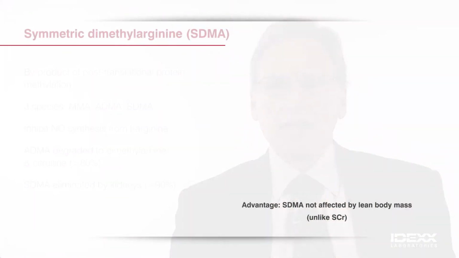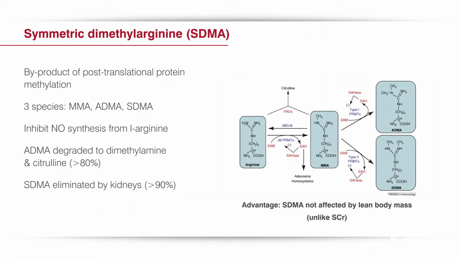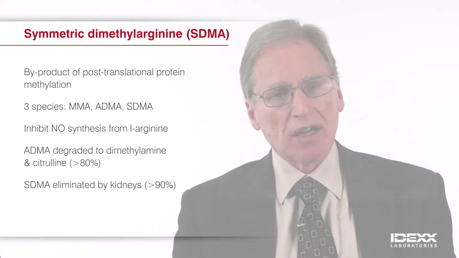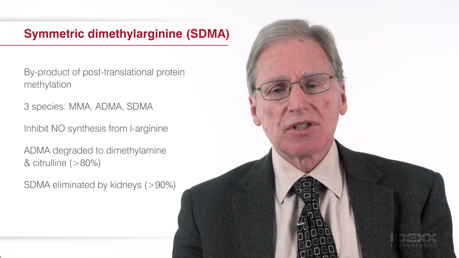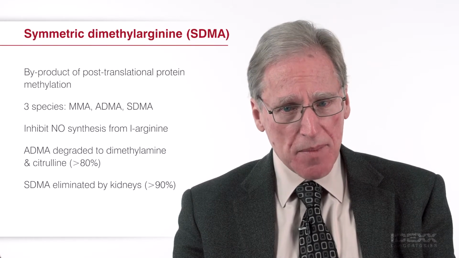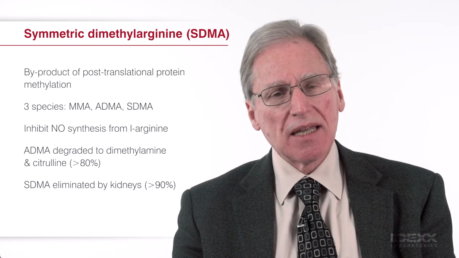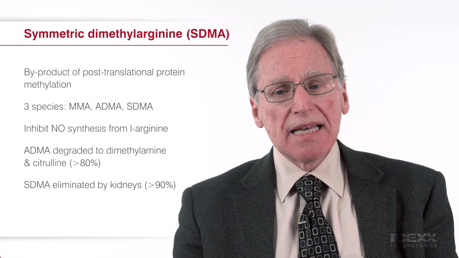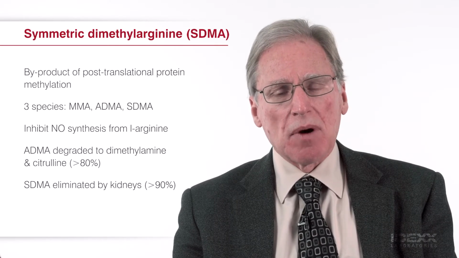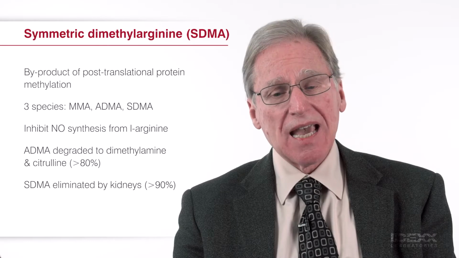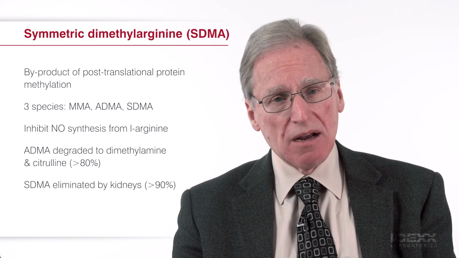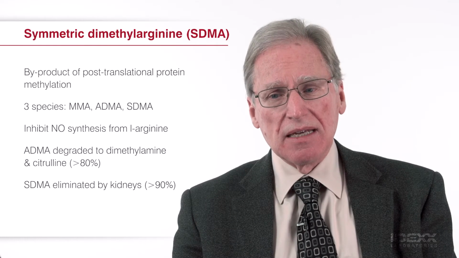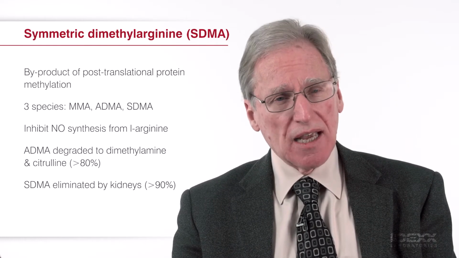So finally, I'd like to mention a relatively new test called the symmetric dimethylarginine test, or the SDMA test. And the methylated arginines are post-translational methylation products of proteins that occur in the body. And there are several different types, the MMA, the ADMA, and the SDMA, depending on where the methylation occurs on the arginine residue on the protein. You'll notice that the ADMA is degraded to other products in the body and is not useful to us for kidney function, but the SDMA is eliminated almost entirely, over 90%, by the kidneys, and its concentration in blood is a good indicator of GFR.